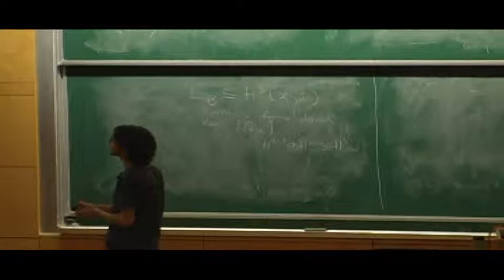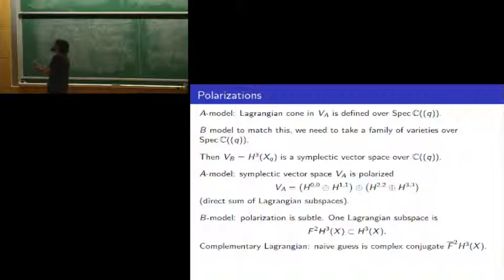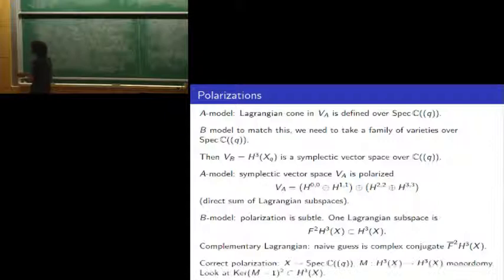I vary x. Now, the naive guess is to choose the complex conjugate to be our splitting. But that's not right for various reasons. One of them is that this complex conjugate doesn't vary holomorphically, the famous holomorphic anomaly equation. So the correct thing to do is you analyze the monodromy around this large complex structure point to get the other polarization. OK. So this is the story without descendants.